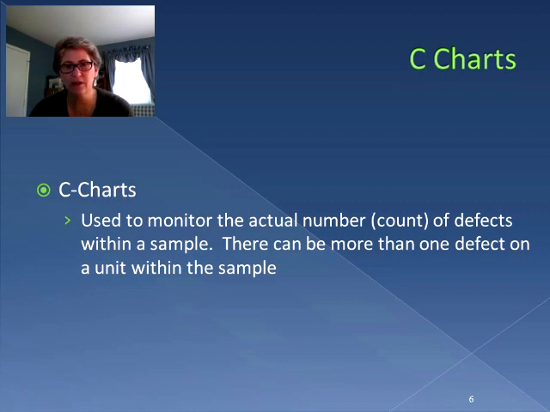A C chart is a little bit different. Instead of looking at a percent defective, we're actually looking at a count of defects within a sample, which means there can be more than one defect in a particular product. For example, if we're looking at a car, there could be a flaw in the paint, there could be a flaw in a windshield, there can be a flaw in a light. That would be 3 separate flaws, and each one of them counts towards this C chart. So there can be more than one defect on a unit.